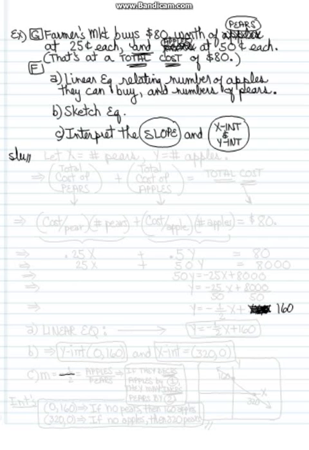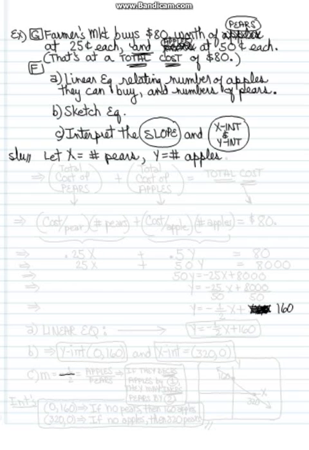Part B, sketch the equation. Part C, interpret the slope and the x-intercept and the y-intercept. Okay, let x equal the number of pears and y equal the number of apples. We're naming our variables here. Now, what do we know?